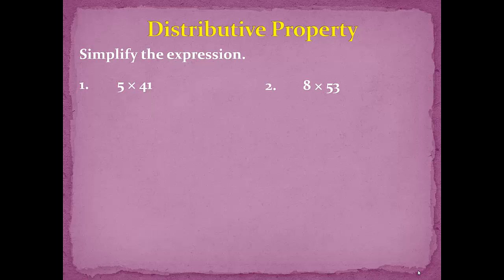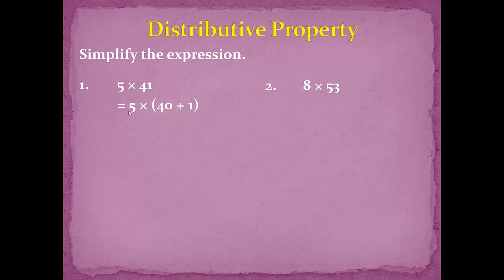Now we're going to simplify the expression using the distributive property. So for number 1, if we have 5 times 41, we need to come up with a way to work this out to make it a little bit easier for us. So we can break up 41. If we want to use addition to break up 41, we could say that it is 40 plus 1. So now we can say that we have 5 times the quantity 40 plus 1. Notice that 41 is the same thing as saying 40 plus 1.